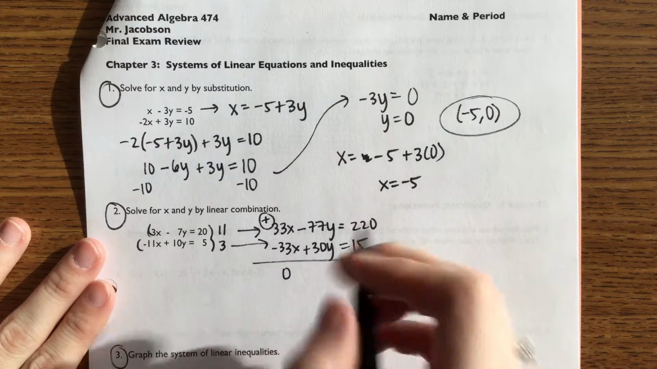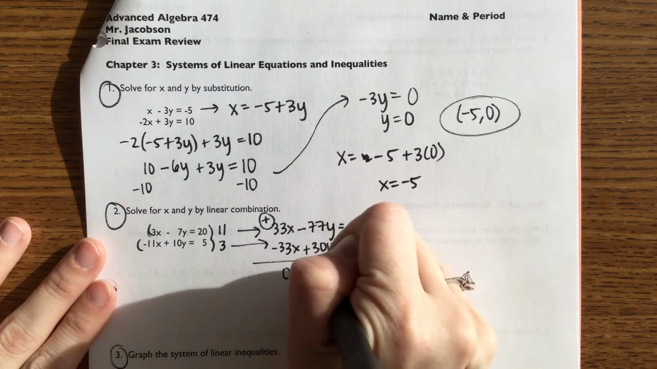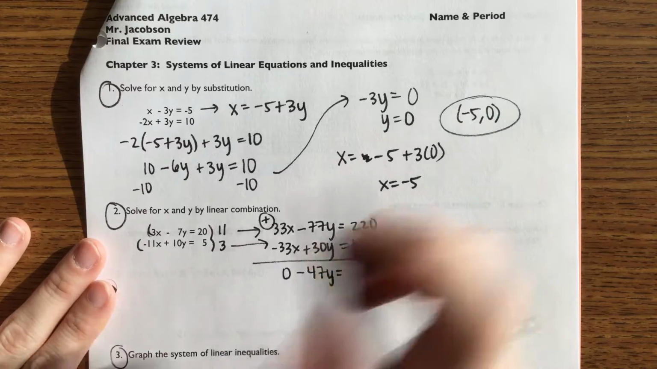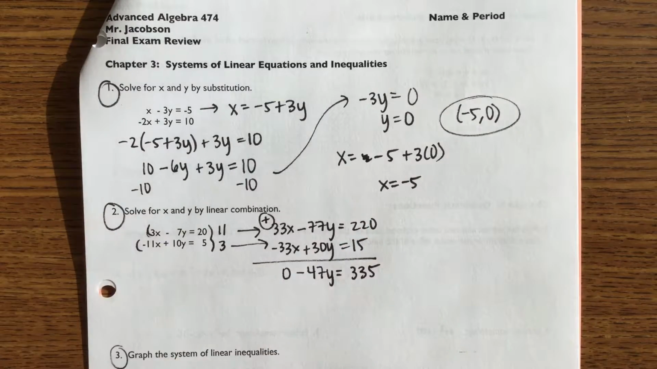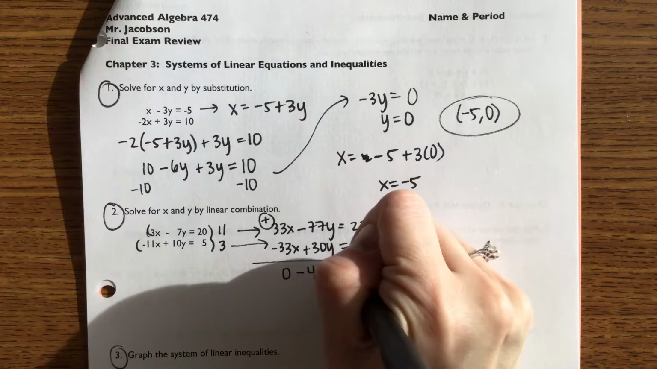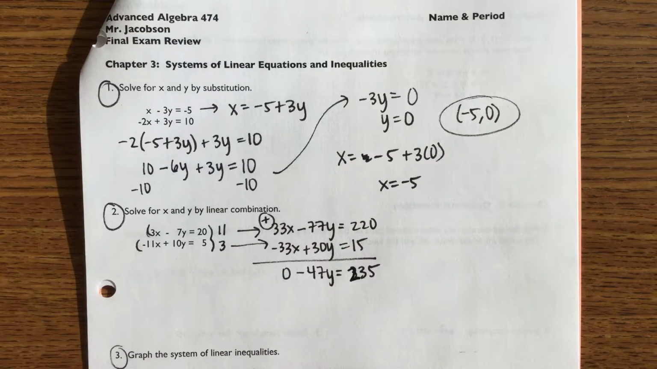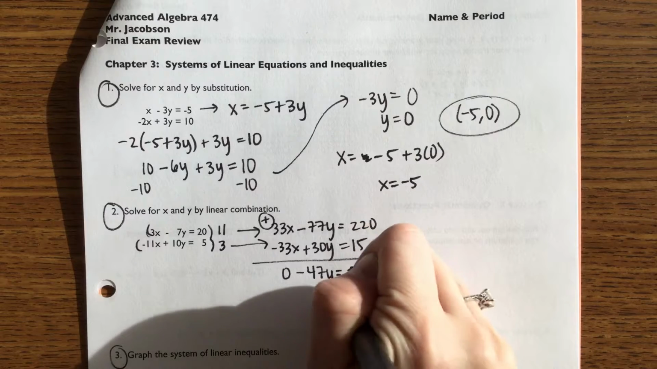Negative 77y add 30y is negative 47y equals 335. Is somebody checking my work? Yeah. Okay, because this seems a little fishy to me. Ah, okay, there we go. Thank you. 235. Whew. Okay, let's see if that works out better. It does. That gives us a y of negative 5.